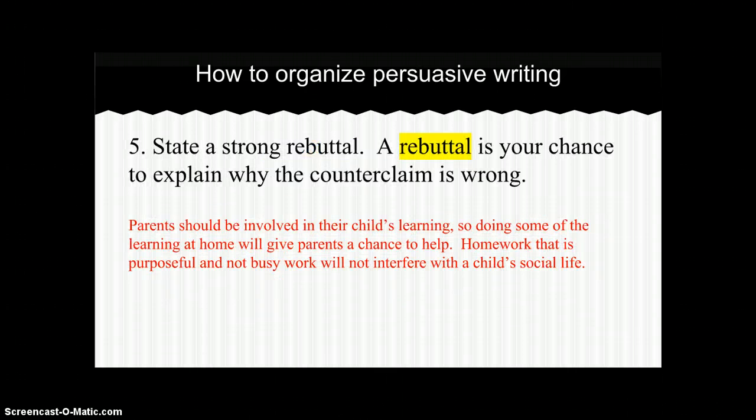But then the fifth thing that I do is I state a strong rebuttal. A rebuttal is my chance to explain why the counterclaim is wrong. My rebuttal is parents should be involved in their child's learning. So doing some of the learning at home will give parents a chance to help. Homework that is purposeful and not busy work will not interfere with a child's social life.